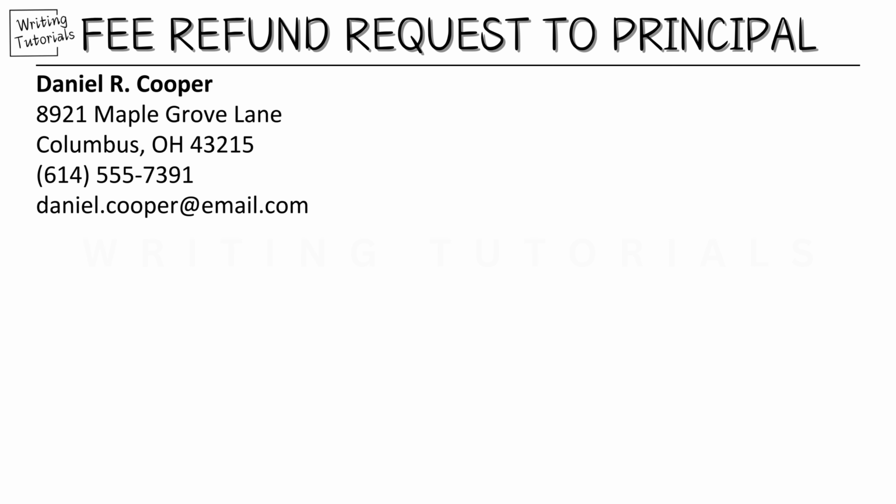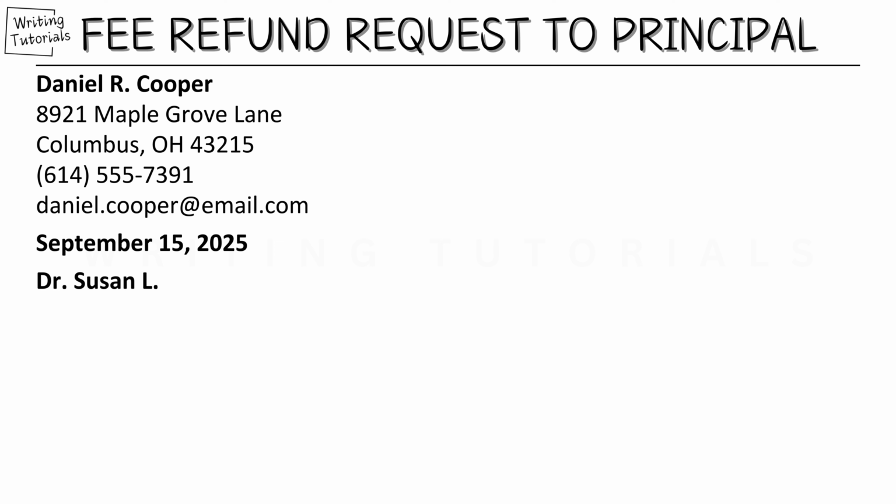You need to include your full name, your home address, phone number, and email. Why? Because the school must be able to identify who you are and contact you if needed. If you leave this out, your request might be delayed. So always make sure the sender's details are complete. Next comes the date. September 15th, 2025. The date is important because it records when you submitted your request. Schools usually process refunds within a certain time frame, so having the date clearly stated helps create that official timeline.